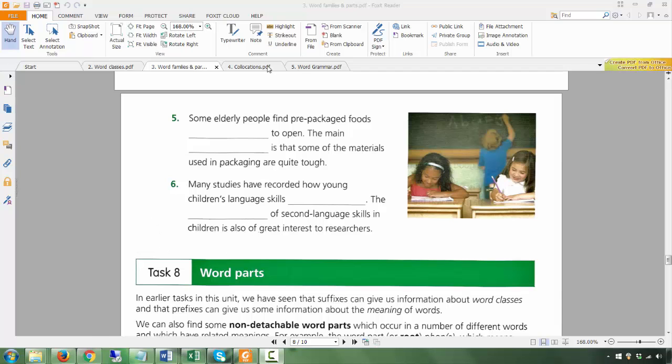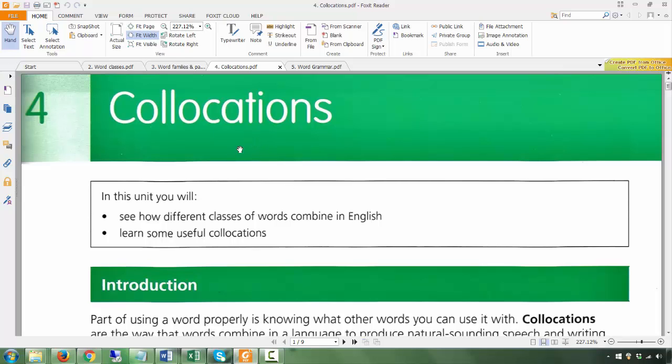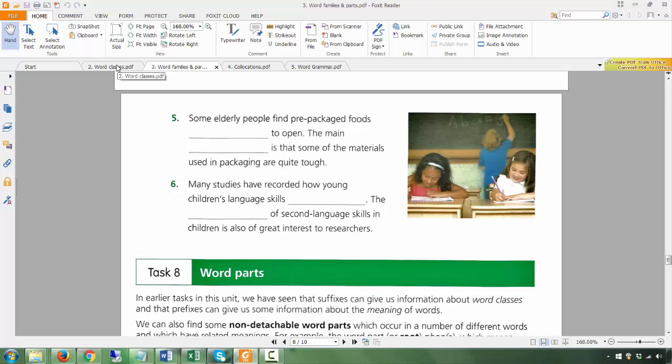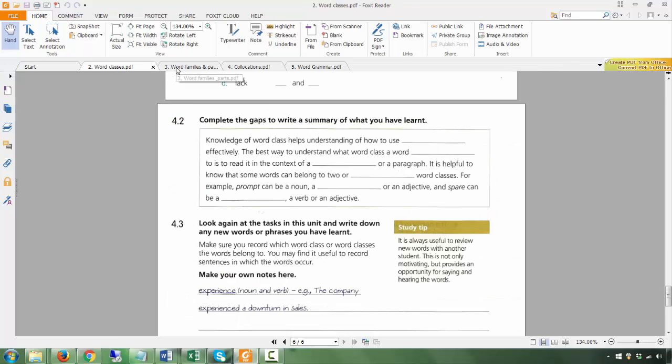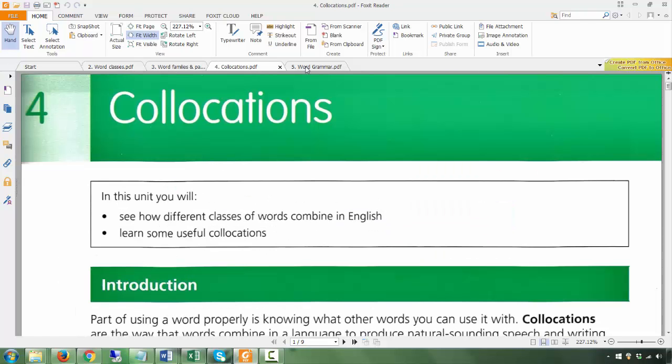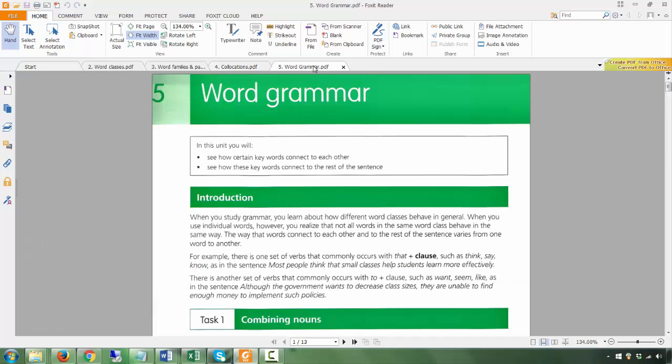Let's go to the next unit, which is a unit on collocations. This gets very interesting. The first 2 units that I gave you to do are really basic stuff that still most students are not able to do, so it's important to go through this. But it gets a bit more interesting, and my students learn a lot when I teach them about collocations and word grammar, or I would say word patterns.